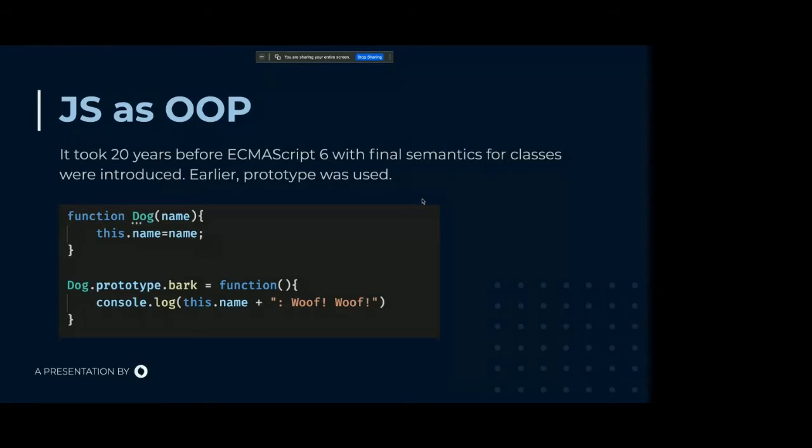In the 90s, we had less powerful computers and obviously less sophisticated browsers. So when JavaScript was invented, prototype-based inheritance had been chosen. It was easier to create an interpreter for it and preserve the OOP features at the same time. So I'm guessing that's probably the reason. What's more, it took 20 years before ECMAScript 6, with final semantics for classes, was introduced.